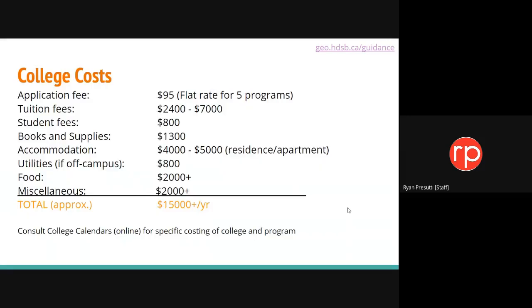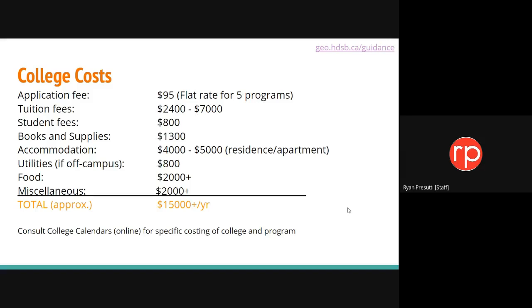College costs, depending on where you're going, if you're staying at home, if you're going to residence, etc., could be upwards of around $15,000 a year. You have your $95 fee. Tuition fees range significantly from around $2,400 up to $7,000. I've even seen many more. Many programs are much more than $7,000 as well.